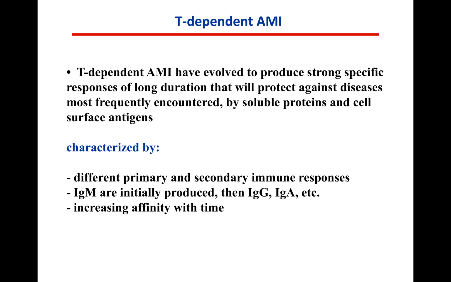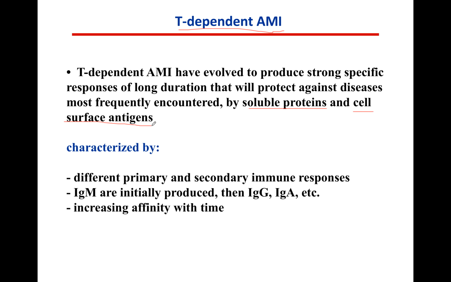The mechanism by which antibodies are produced or excreted to an antigen is referred to, and this is the next section, these next sections are really critical, as T-dependent AMI. The reason for this is it is dependent on T cells, and we're going to get into where that T comes from. T-dependent AMI has evolved to produce strong, specific responses of long duration that will protect against diseases most frequently encountered, by soluble proteins and cell surface antigens. So soluble proteins and cell surface antigens.